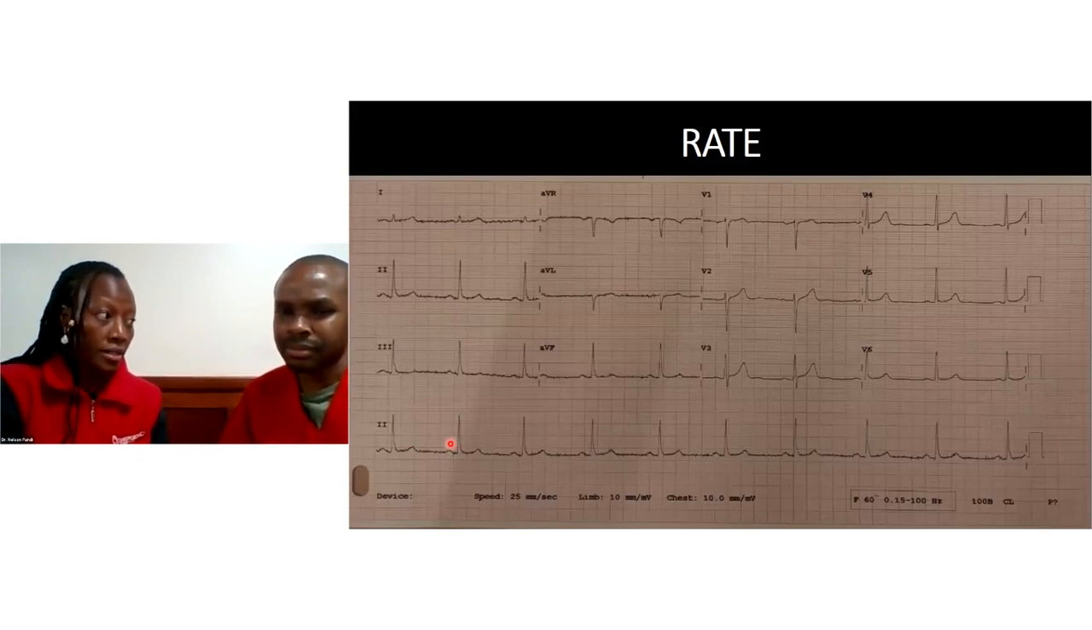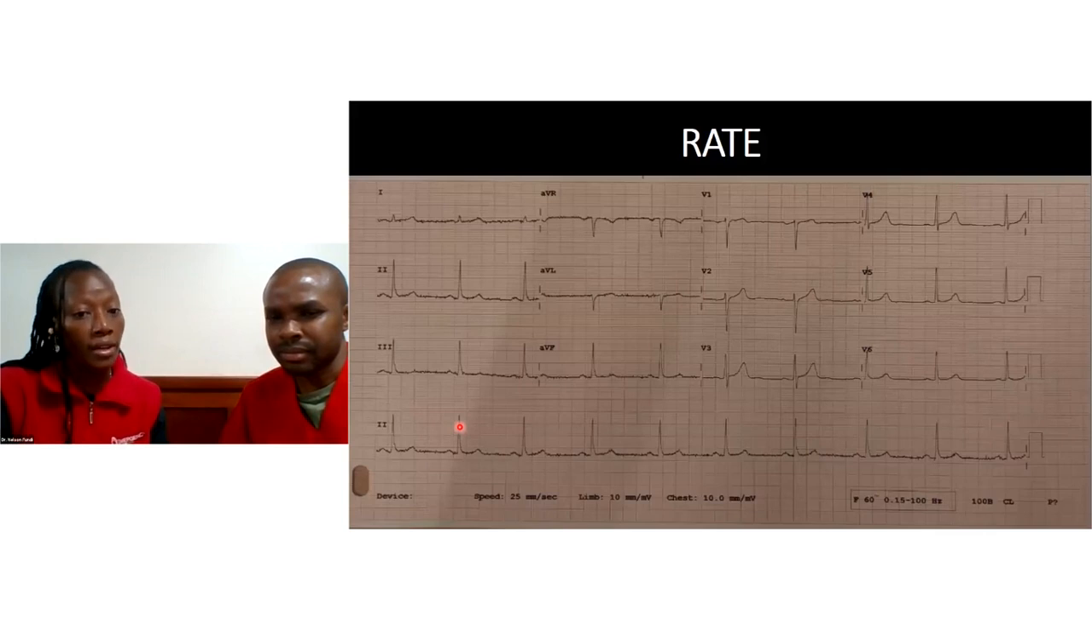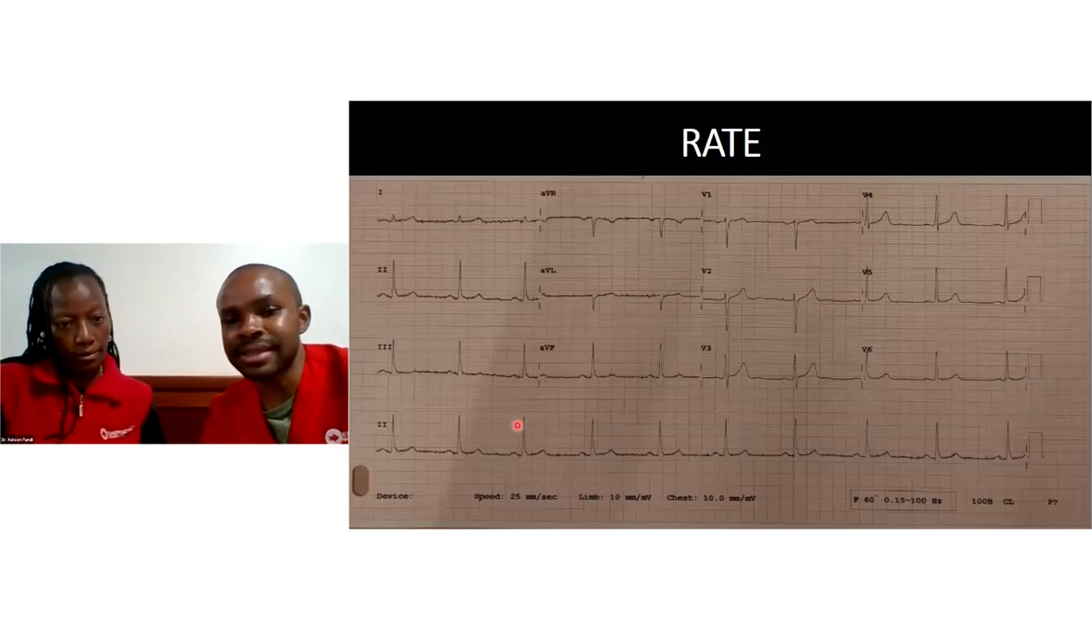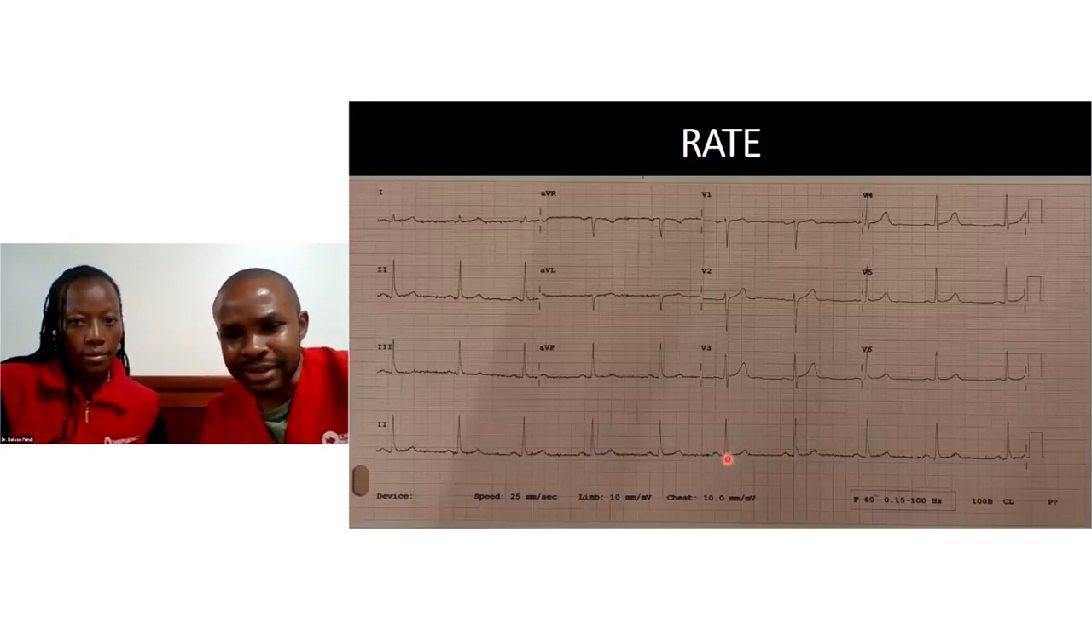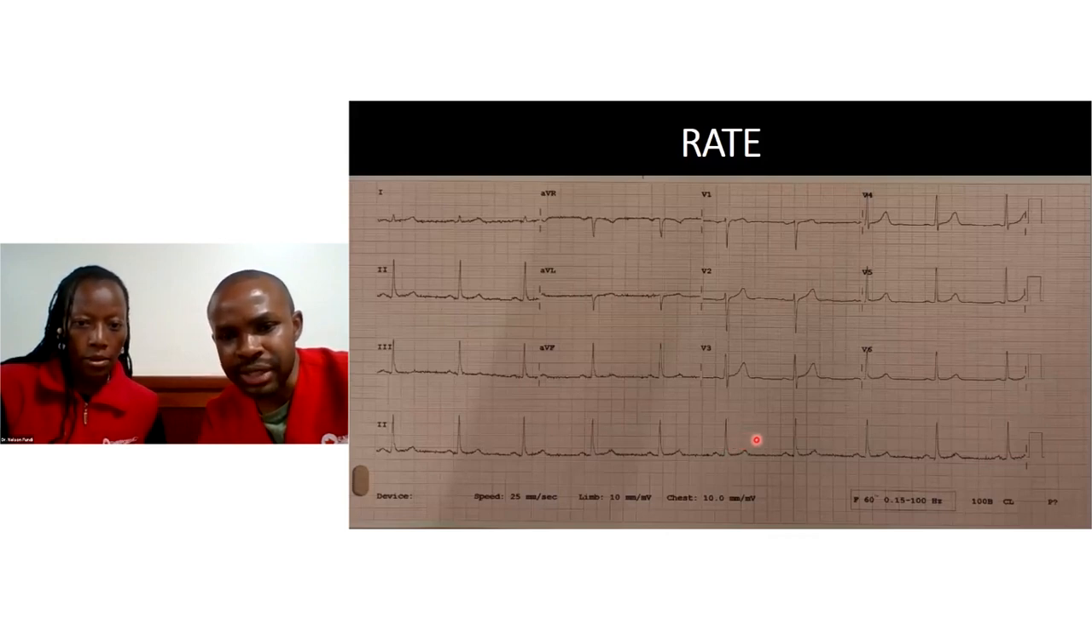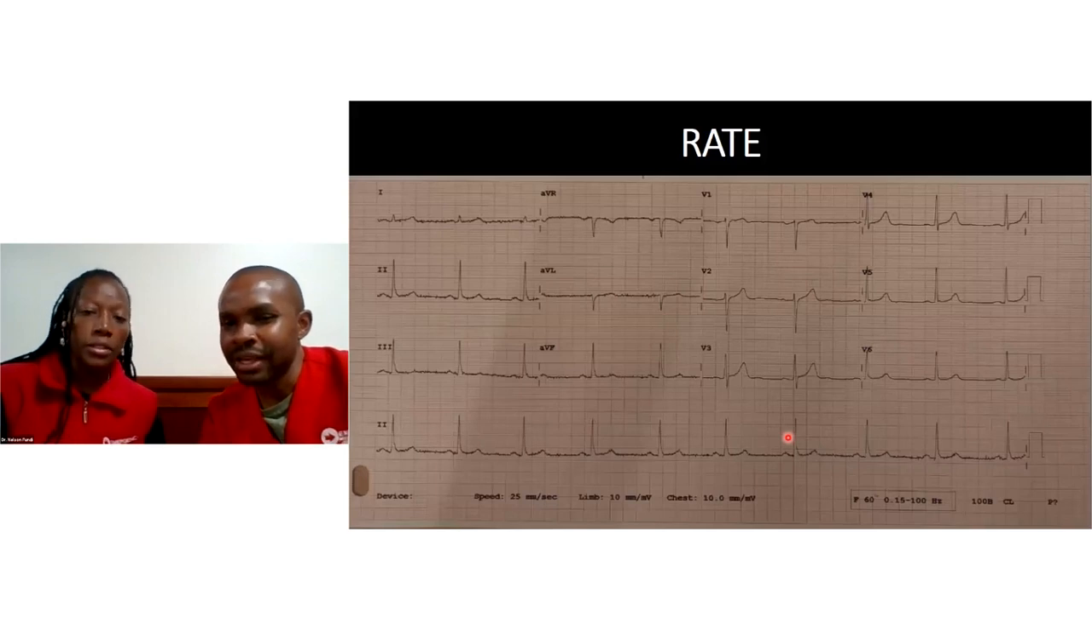Okay, that would be 300. So then I'm counting the number of big boxes between one heartbeat and the next for our regular rhythms. Now I divide 300 by the number of big boxes. Let me, for example, use this tracing right here. I'm taking this one because it's very close to one big box. So if I count, that's 1, 2, 3, 4, 5. So if I do 300 divided by 5, that gives me 60. A heart rate of 60, for this particular patient.